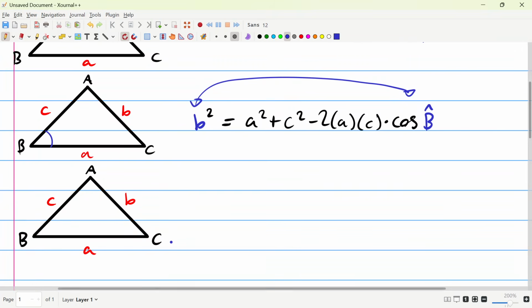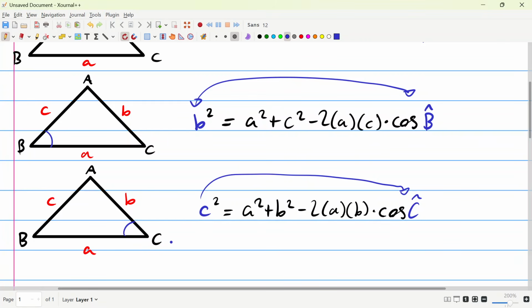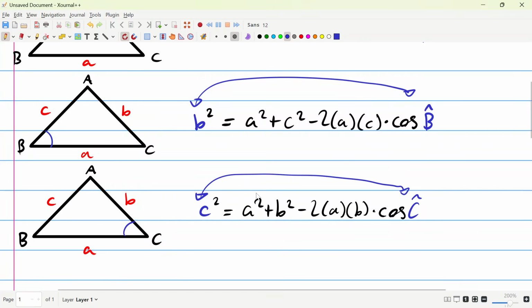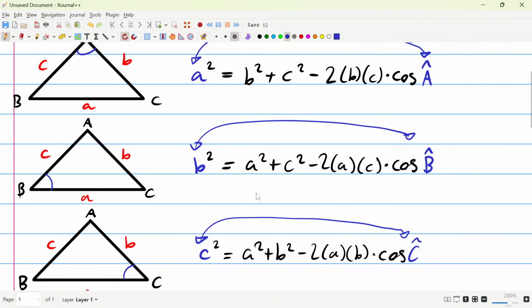And then this one, exact same thing, but with C. If we're dealing with C, then it will be the side C squared, which is equal to the sides which the angle is between. So it'll be A squared plus B squared, minus 2 times A times B multiplied by cosine of angle C. That's the angle that we're dealing with. And notice how the C's are also far apart. That is the way you can memorize the formula if you are in an examination.